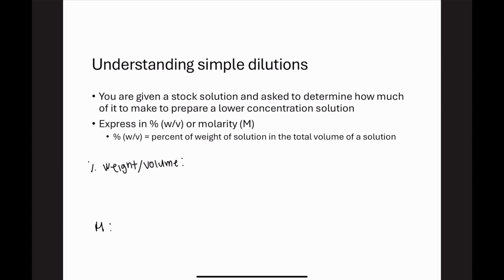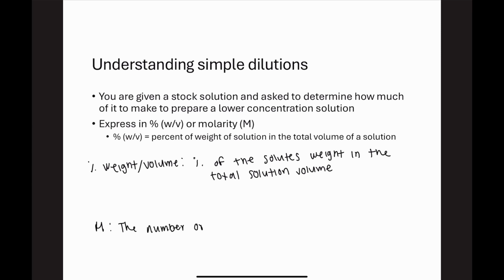And so what happens with percent weight per volume is that it is the percentage of the solute's weight in the total solution volume. And these concentrations can also be expressed in molarity, moles. And this is just the number of moles of solute per liter of a solution.